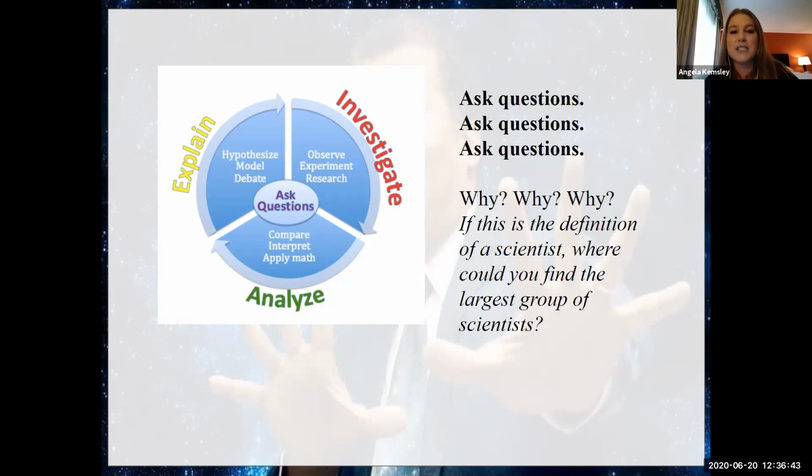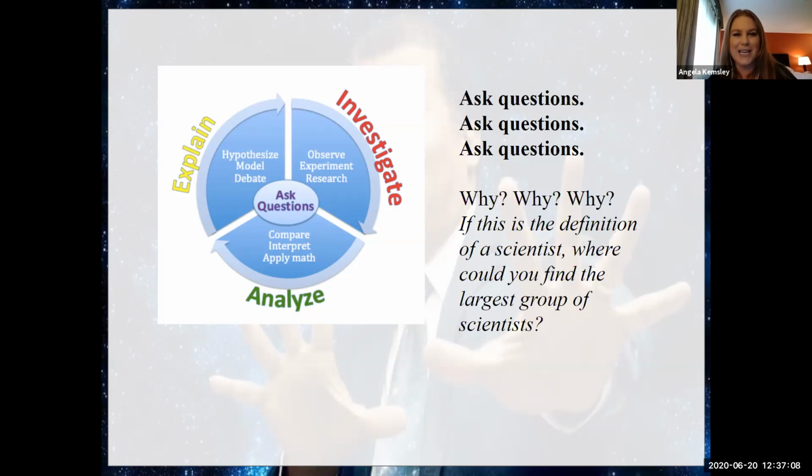We are constantly asking questions, we're constantly trying to explain things, we're constantly investigating, we're constantly analyzing, because even if you answer your original question, it always leads to more questions. A scientist's work is never done. So the key to science is asking questions, asking questions, asking questions. Why? Now here's an interesting question for you.